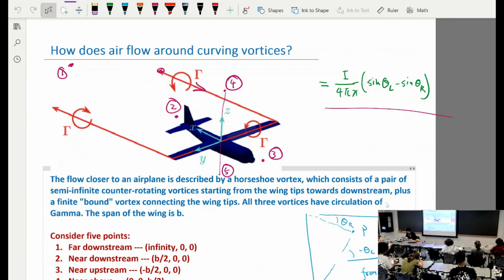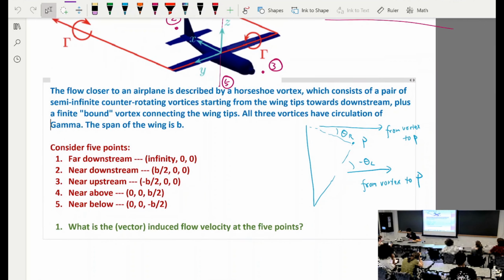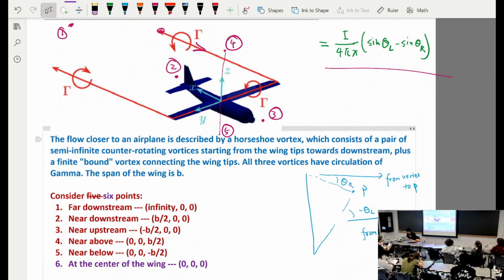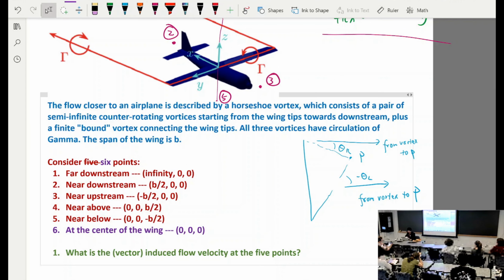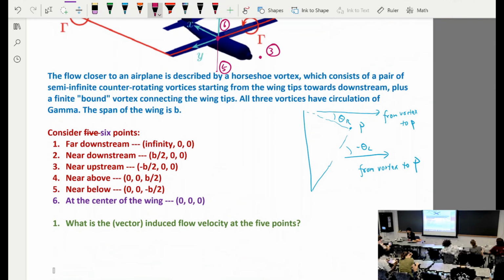Yeah, so I don't think we have time to do much more. But I'm just going to illustrate a 6th point. So how about if we have a 6th point at the center of the wing? So number 6 here. Okay. What is going to be the induced velocity at the 6th point?